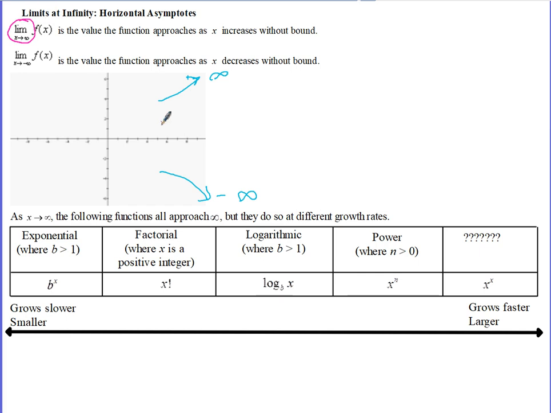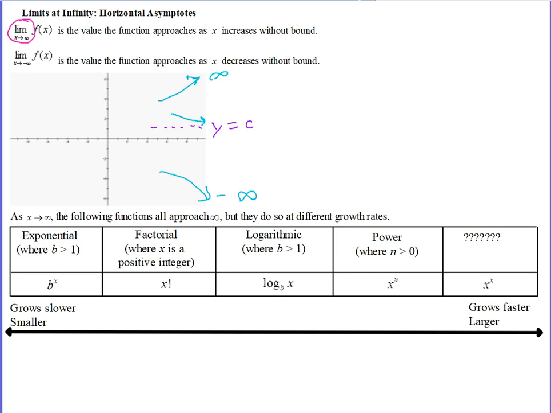or it could have some horizontal asymptote, like with some constant. And the graph gets closer and closer to that. Or it could be non-existent if there's nothing that goes to the right forever.